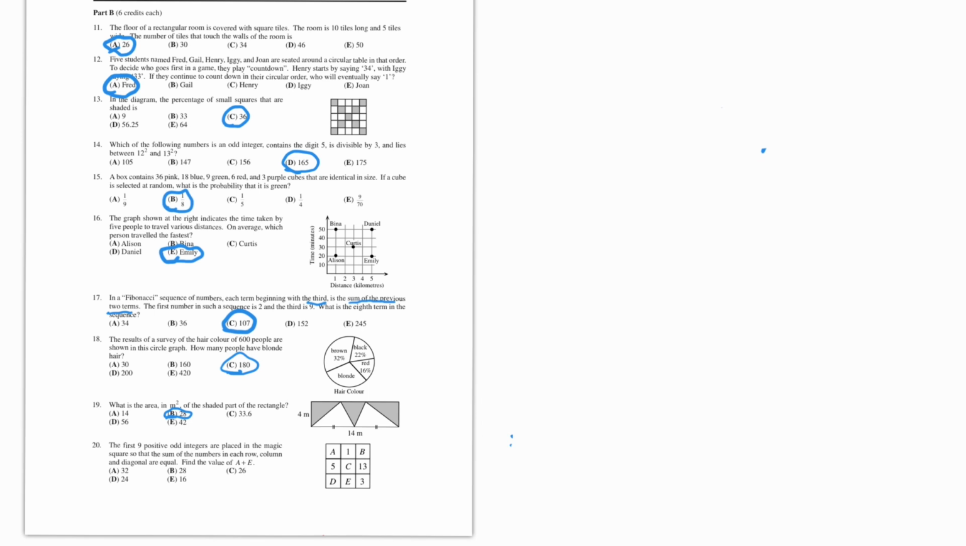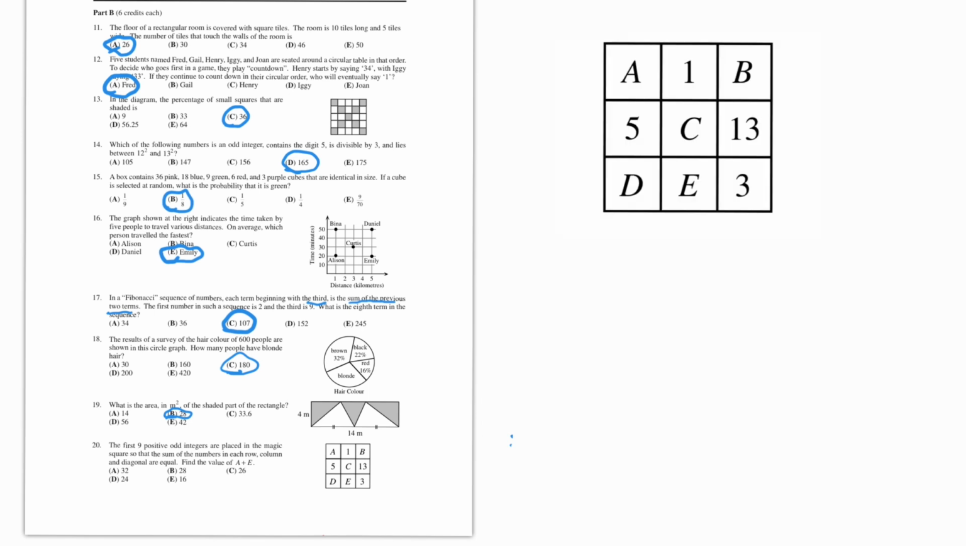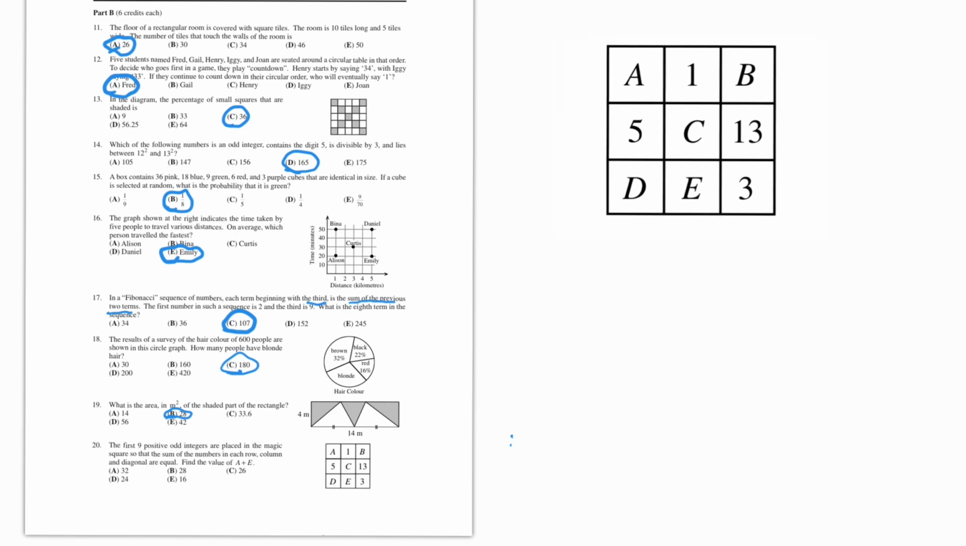Number 20. The first 9 positive odd integers are placed in the magic square so that the sum of the numbers in each row, column, and diagonal are equal. Find the value of A plus E. The magic square, so the sum of the numbers in each row, column, and diagonal are equal. First, I do the middle row and the middle column.